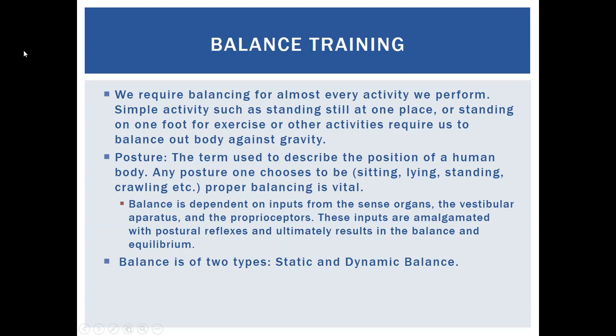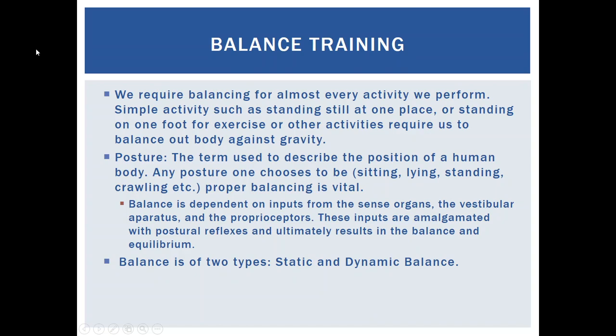Balance is dependent on the input from sense organs as well, the vestibular apparatus and the proprioceptors. So all the inputs from the sense organs, which are your eyes, your ears, your nose, and your skin, along with the vestibular apparatus, which is the inner ear, and the proprioceptors, are amalgamated together in the brain, and ultimately that results in the posture, the balance, and the equilibrium.